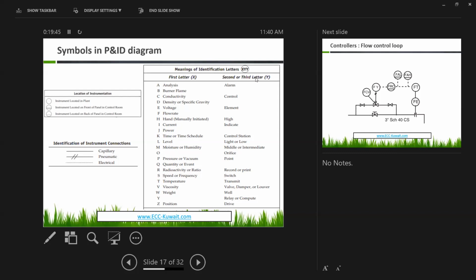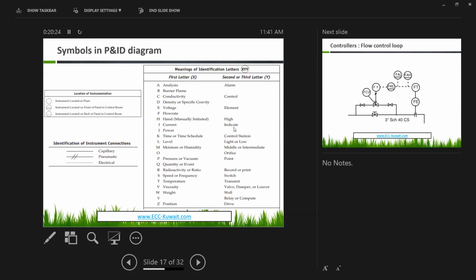The maximum number of letters inside the flag should be 3. Maybe you will deal with 2 letters inside the circle, or 3 letters. For example, if we have TI, T is the first letter, temperature, right? It indicates temperature. We go to I, the second letter, indicator. So we have a temperature indicator.